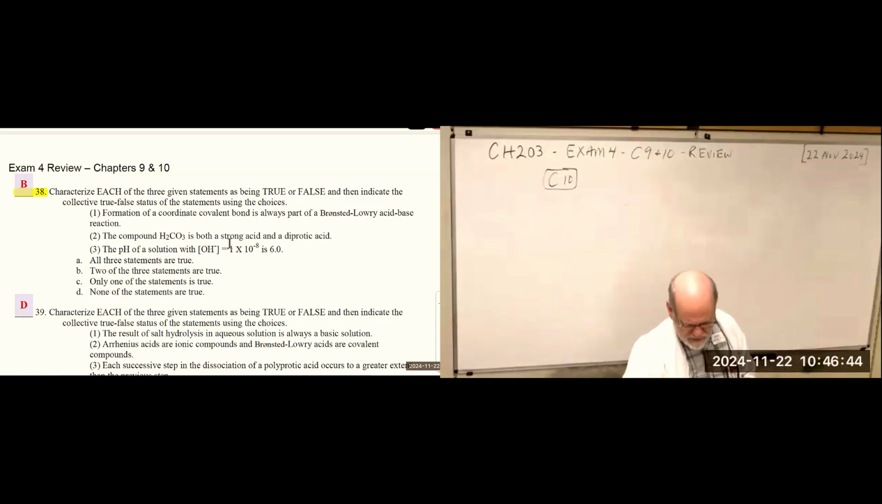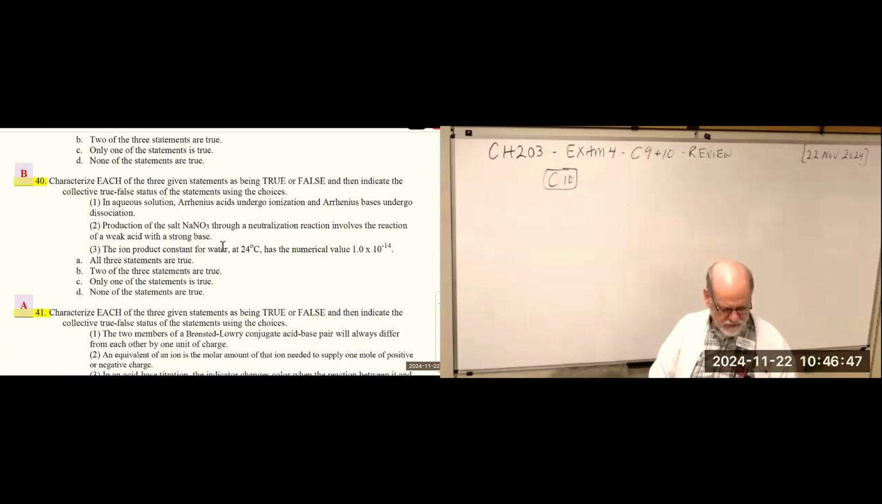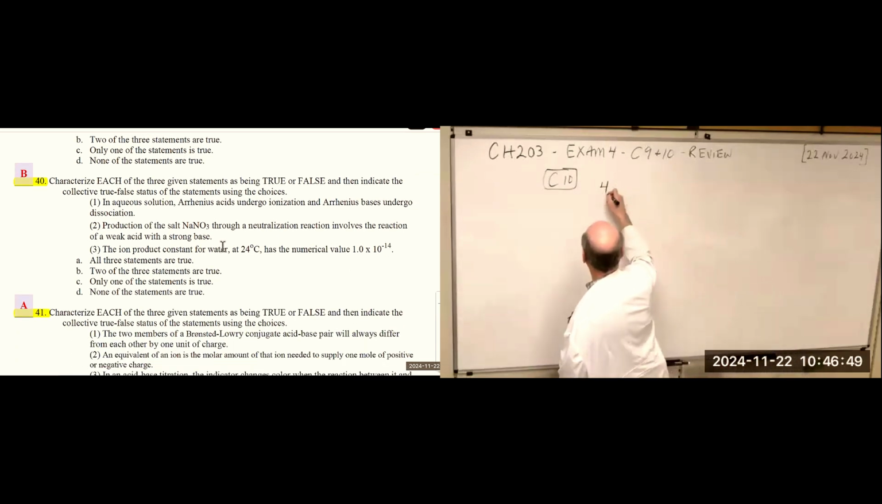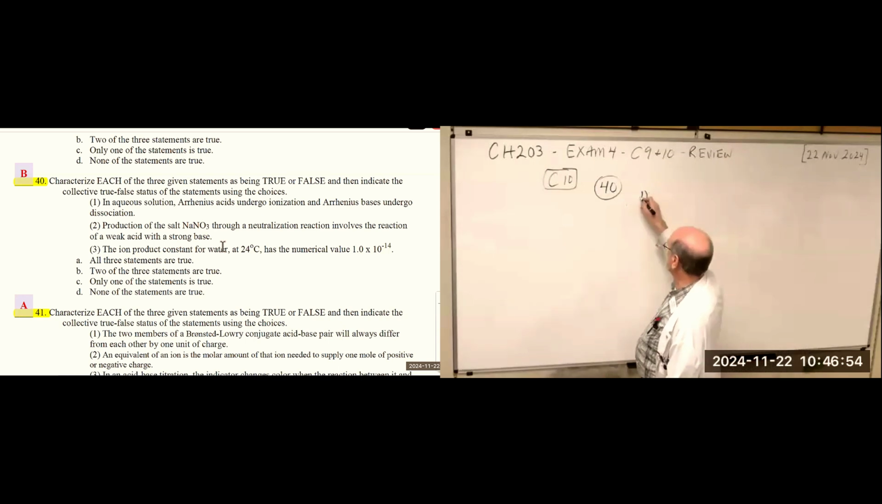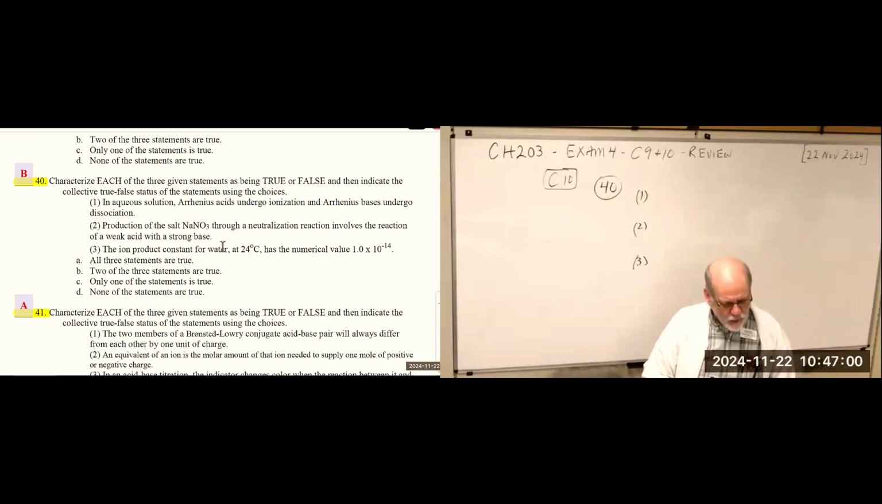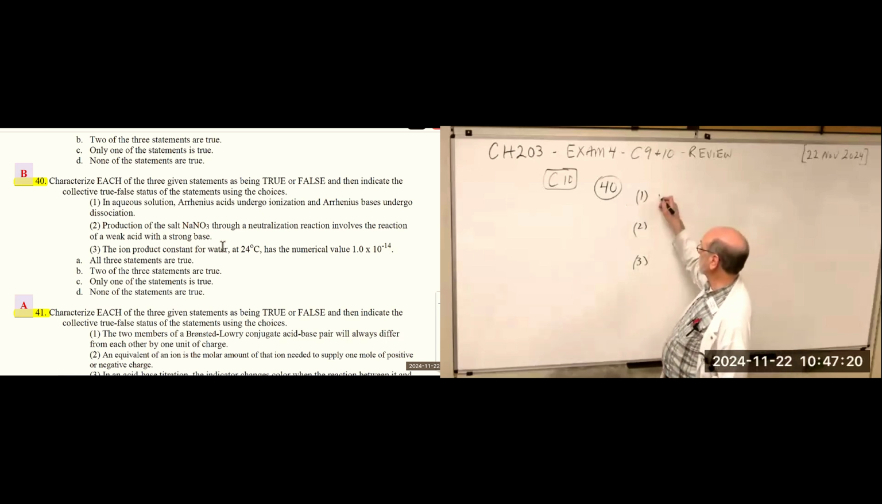All right, 38. Oh, we got several in a row. 40. One, 2, and 3. All right, in an aqueous solution, Arrhenius acids undergo ionization and Arrhenius bases undergo dissociation. Yeah. Acids have a proton in there that has to ionize, because it's a covalent bond. And bases are ionic compounds that simply dissociate, right? So 1 is true.